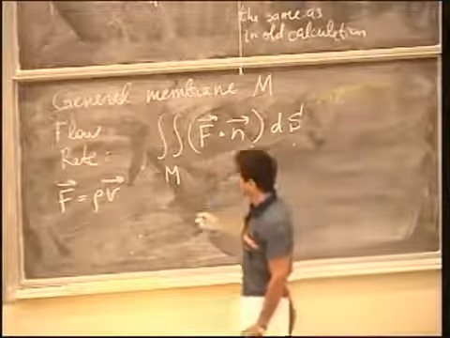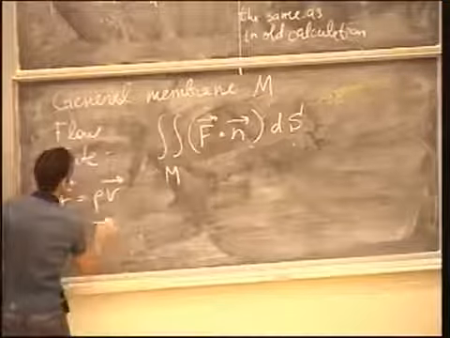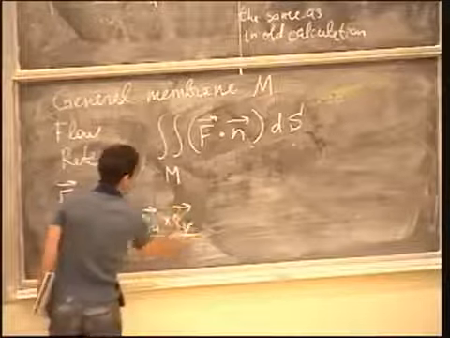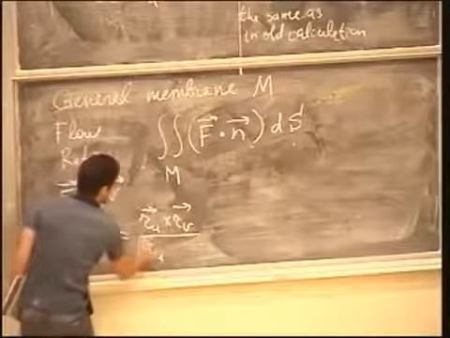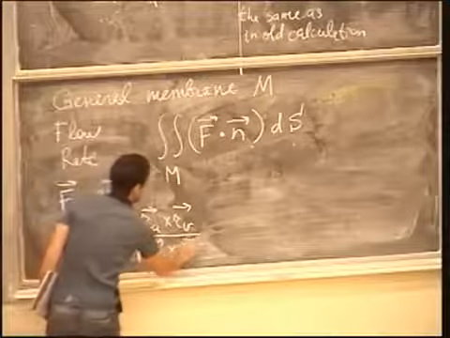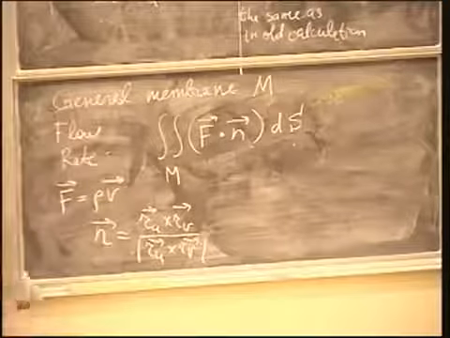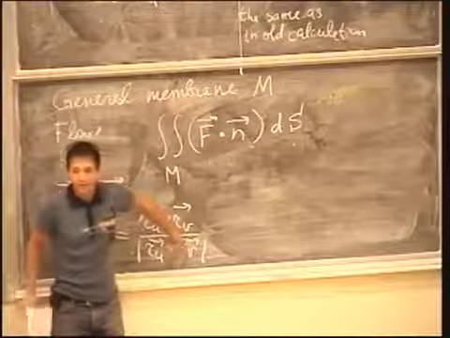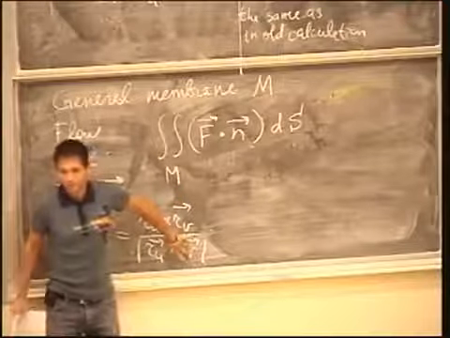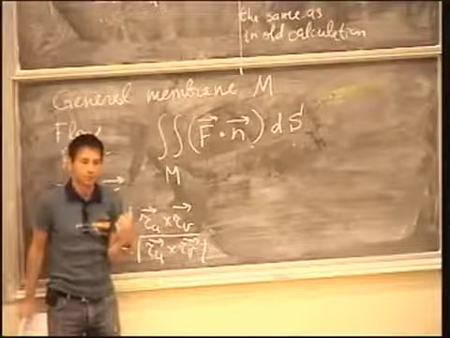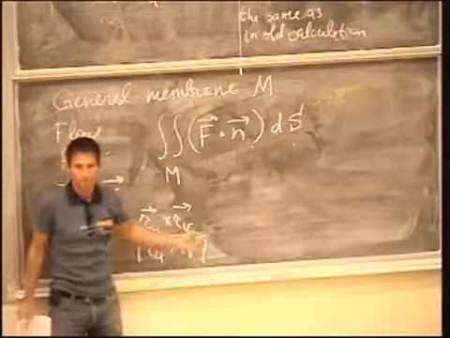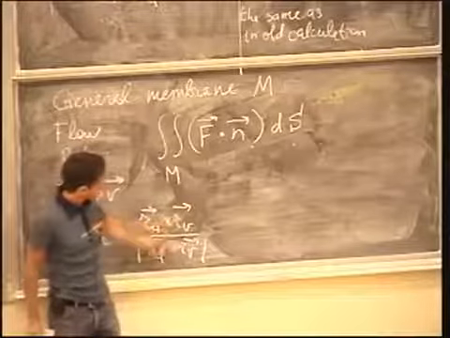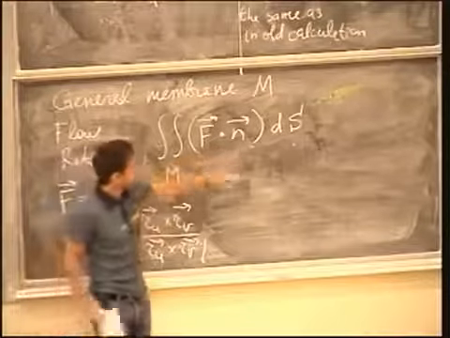The formula is that n is r_u cross r_v divided by its magnitude. If you have a vector and you divide it by its norm or magnitude, you obtain a vector which has norm 1. Right? That's always the case. So this is what I should put here instead of n.